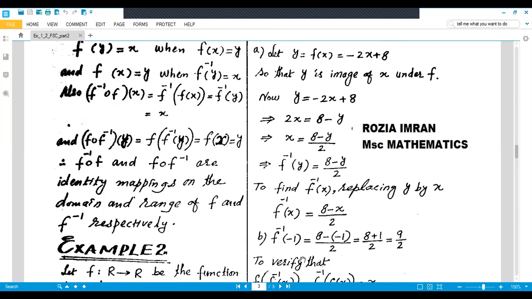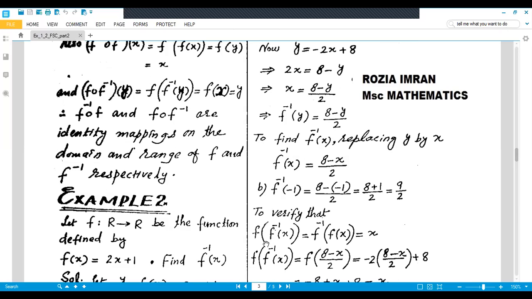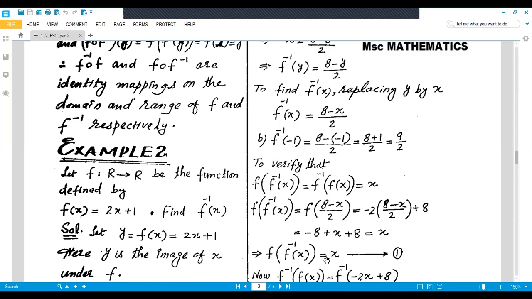After that you have to find f inverse of minus 1. When you find it, then you verify this function. First you solve for the left hand side and then you solve for the right hand side.